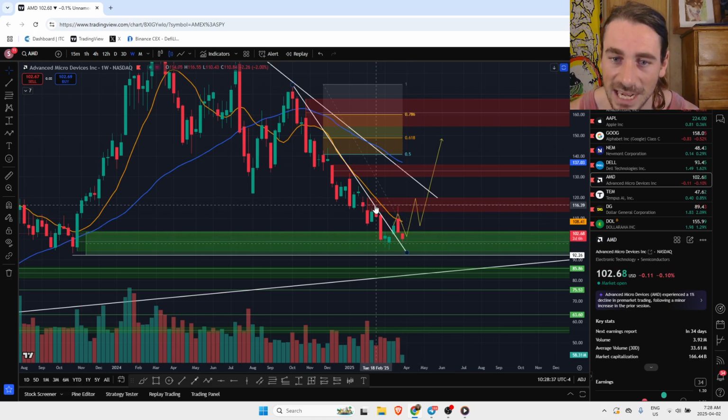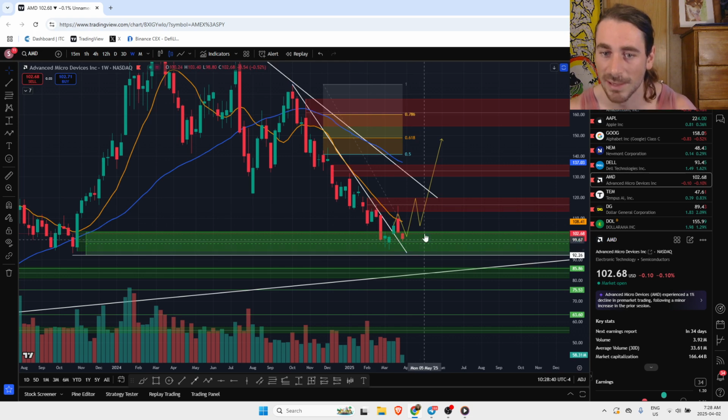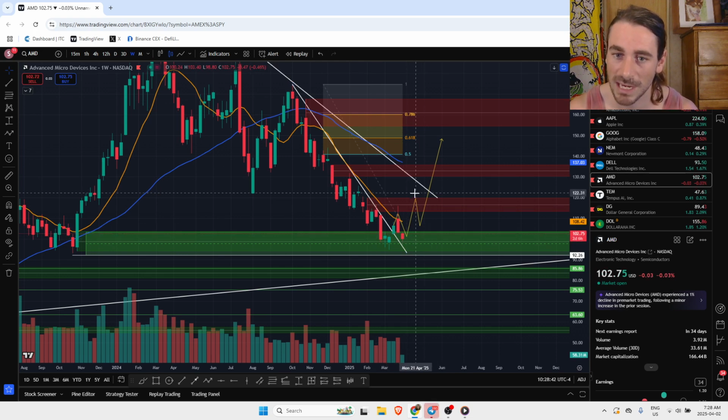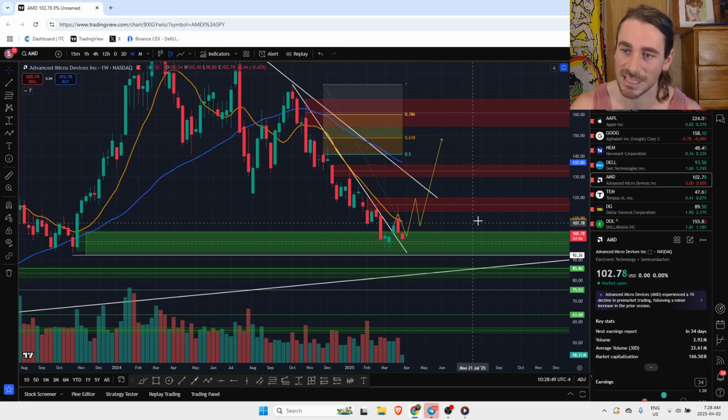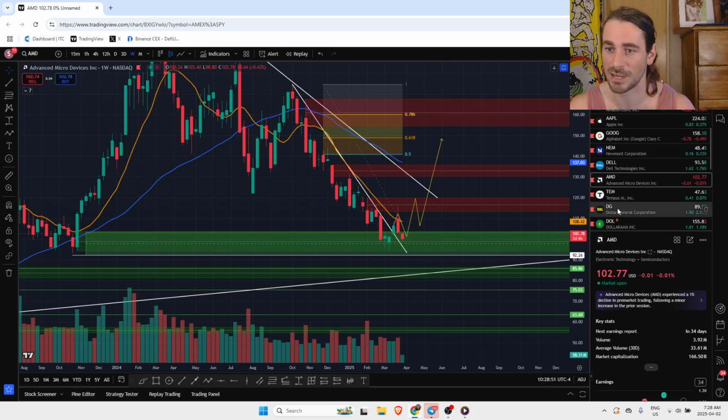This high didn't actually take out this prior high over here. So right now we're waiting for a subsequent higher high and higher low. That would be our first technical confirmation on the weekly chart. And then, assuming our indicators can support that move, it could be an option there.